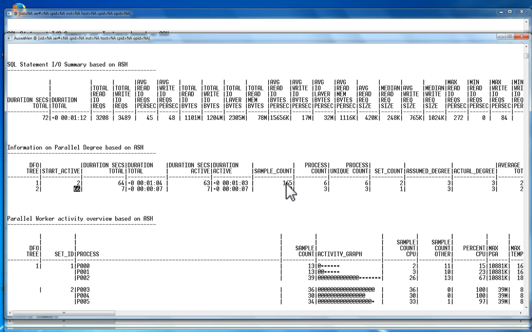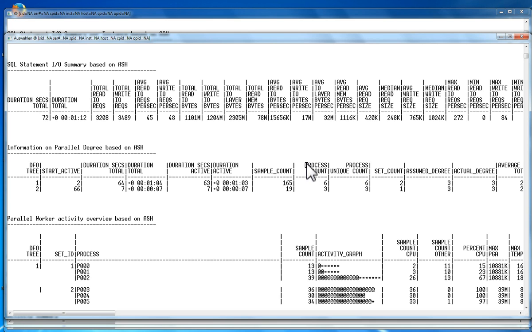Then you get an information about the total samples that could be found for this DFO tree, and you see the process count and the process unique count. And the idea of this process count and process unique count is that the process count is basically the unique number of different process names that were found. So for this DFO tree, 6 different parallel slaves could be identified in the active session history based on their name, which is then something like this P000, P001, and so on. And the process unique count in principle means the number of process names along with their serial number.